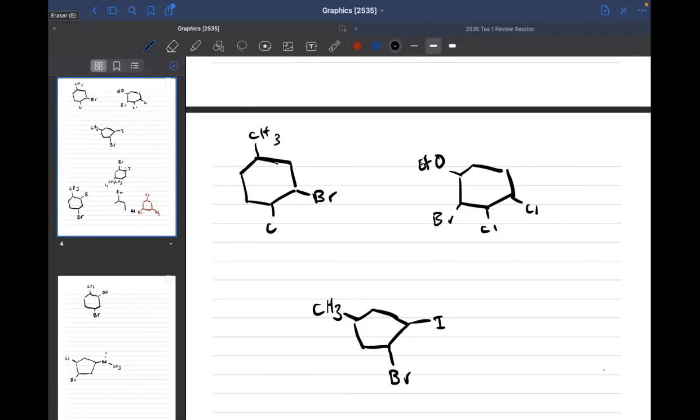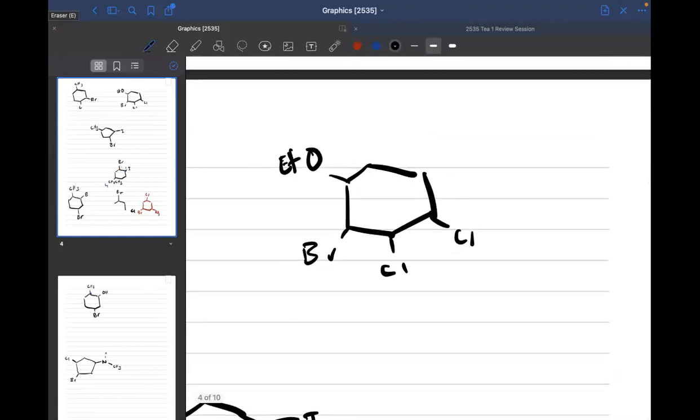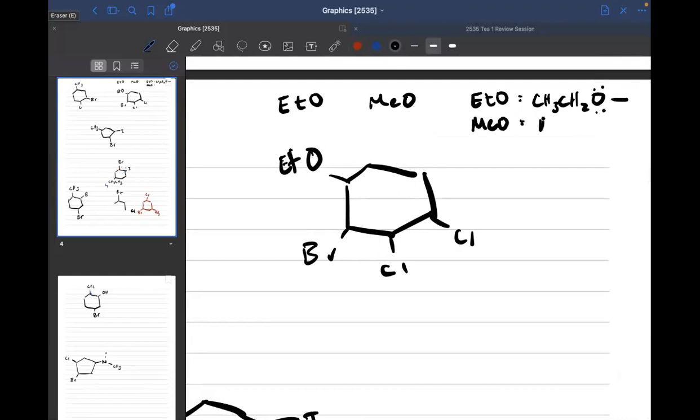Let's move on over here. So for this problem right here, we have 4 branch status groups, and this is something that you will see: ETO or MEO. These just denote ethers. ETO would equal CH3CH2O and whatever R group is connected to it, because it's supposed to stand for ethoxy. Same thing with MEO, that's methoxy.